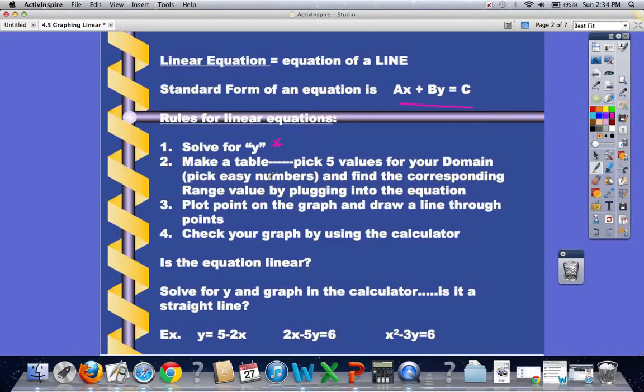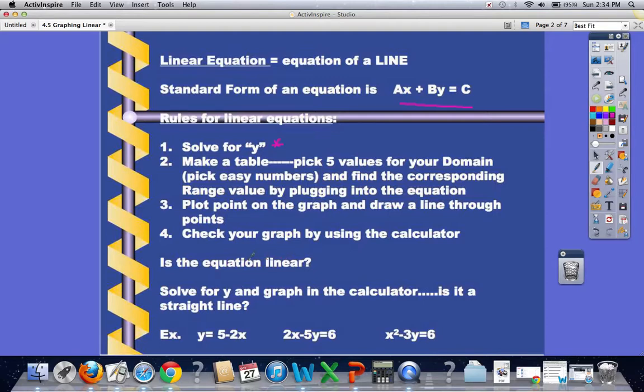And then you're going to check your graph by using your calculator. So this is when, if you don't have one, you need to have some way of accessing a graphing calculator. Most of your computers have one. Come see me if you do not. Is the equation linear? This is going to be one of the questions they could ask you about these kinds of things.